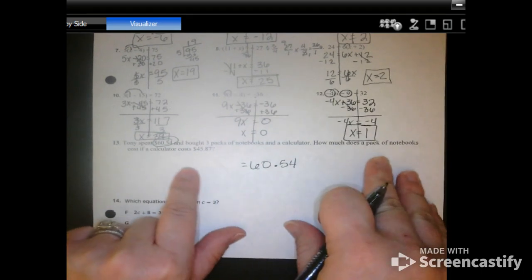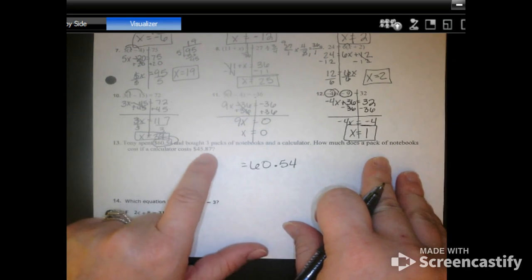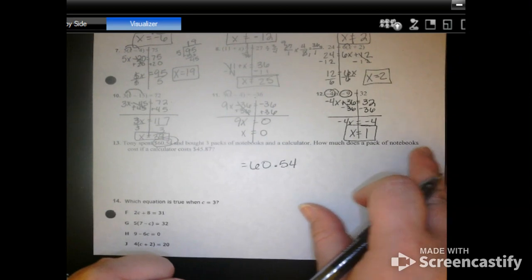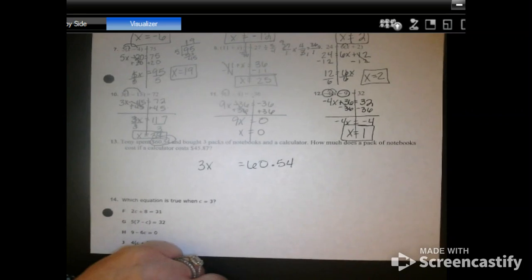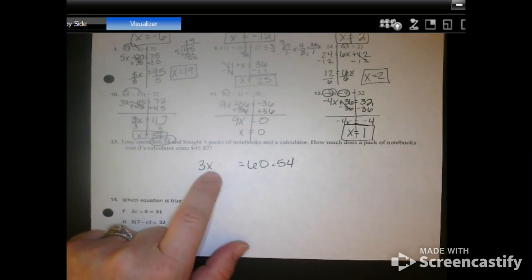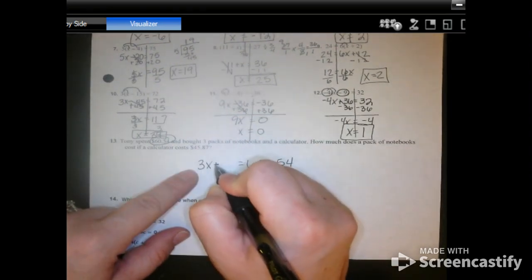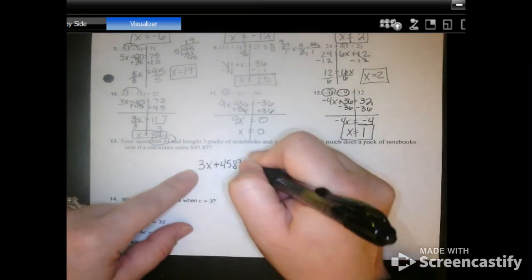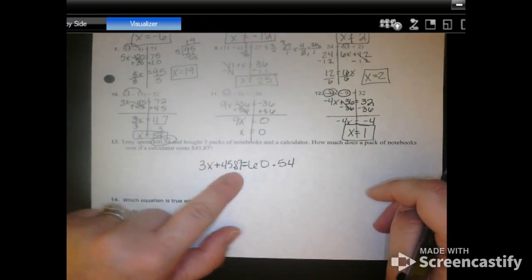What do you think we could write on this side? I know the cost of the calculator, but I don't know what 3 packs of notebooks cost. Okay, so I have 3x. That's representing my 3 packs of notebooks. We don't have to have parentheses on this one. Because if I were to put it, add what? Good. All right, I ran out of room. Because this is saying I have 3 packs of notebooks and then I have my calculator.